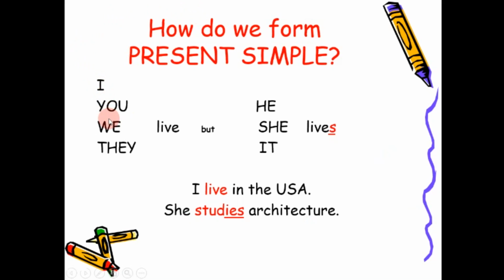I, we, you, they. The plural pronouns take the verb without any additions, infinitive or verb 1, live. But with singular pronouns, he or she or it, we add to the verb s or es or ies. He lives, she lives, it lives. For example, I live in the United States of America. I live. She studies architecture. She studies. I, the verb without any additions, she plus verb plus s.